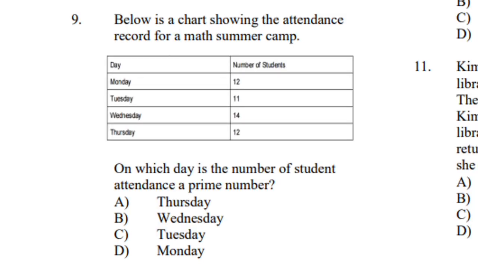Below is a chart showing the attendance record for a math summer camp. On which day is the number of students' attendance a prime number? So if we look at all the days, Monday is 12, that's not prime. Tuesday is 11, that is a prime number. We'll check the rest of them just in case. Wednesday is 14, that's not a prime number. Thursday is 12, that is also not a prime number. So that means on Tuesday, the number of student attendance is a prime number.